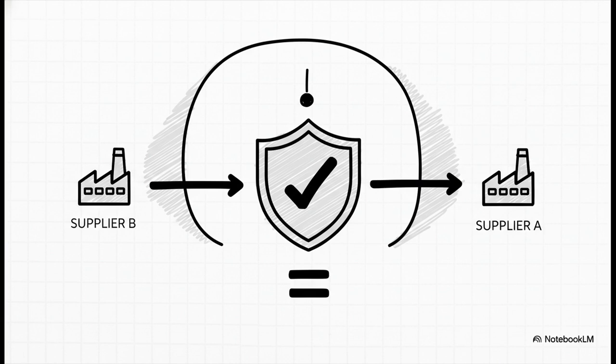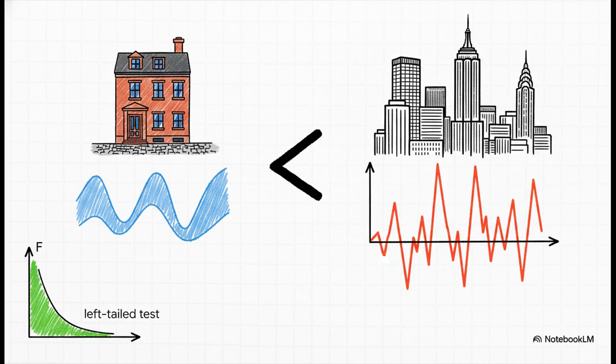And that's actually super helpful. It means the manufacturer can now make their choice based on other things, like cost or service, and feel confident about it. All right, one final case. This time, we're looking at a very specific claim. An e-commerce company wants to prove that their delivery network in Boston is more consistent, meaning less variable, than their network in New York City. Because they're testing for a specific less than, this is a job for a left-tailed test.